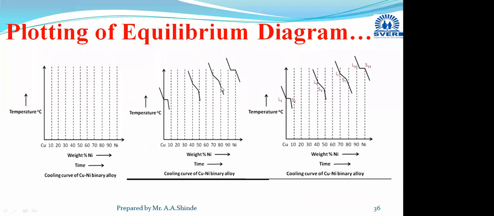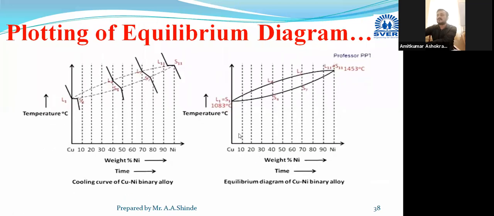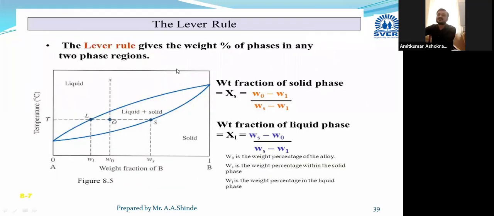There are different stages. First, plot the cooling curves, then mark the liquidus and solidus temperatures, and after that, transfer this temperature-time graph to a graph of temperature against weight percentage of nickel, and this will be your equilibrium diagram. Then we also discussed how to apply the lever arm principle, or lever rule. Its application I will explain again in today's session.